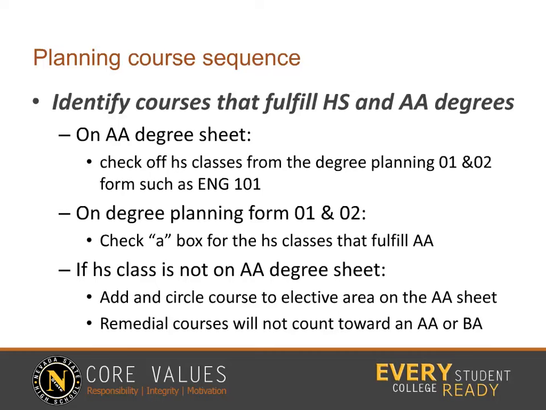For example, English 101 is required for the associate's degree, but you should already have it on your academic planning form to meet 1 semester of an English high school requirement. Cross the identical course off the associate's degree sheet and check the A box next to it on your degree academic planning form. English 101 would then have both the H and the A boxes checked, indicating again that it is meeting requirements for both high school and your associate's degree.